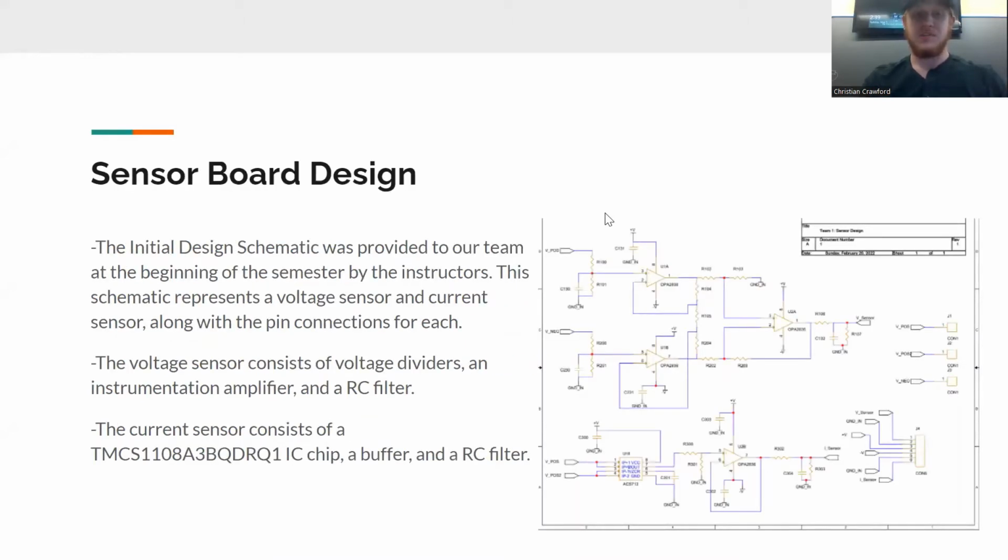So looking at our sensor board design, the initial design schematic was provided to us from our instructors. This was given to us at the beginning of the semester, and it represents our voltage sensor and our current sensor and has pin connections for each of them. Our voltage sensor consists of a voltage divider, an amplifier, and an RC filter. Our current sensor consists of an IC chip, a buffer, and also an RC filter.